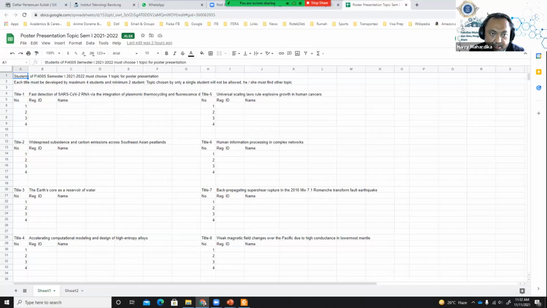So here I have put the directions to fill in this spreadsheet. First, students of Scientific Communication class K03 must choose one topic for poster presentation, and each title must be developed by a maximum of 4 students and a minimum of 2 students. So maximum is 4 students, but minimum is 2 students. A single author for this poster assignment is prohibited. A topic chosen by only a single student will not be allowed, he or she must find another topic to work on.